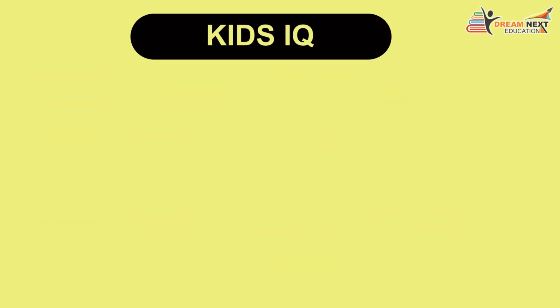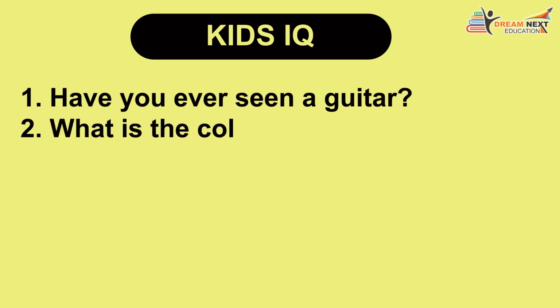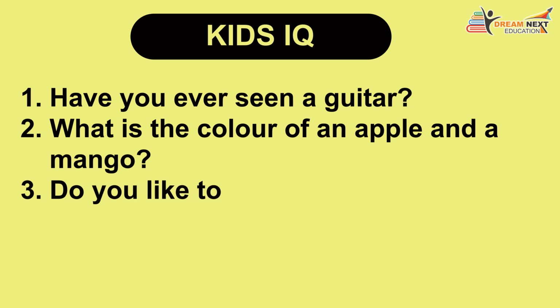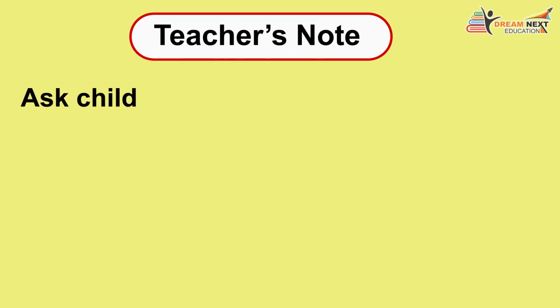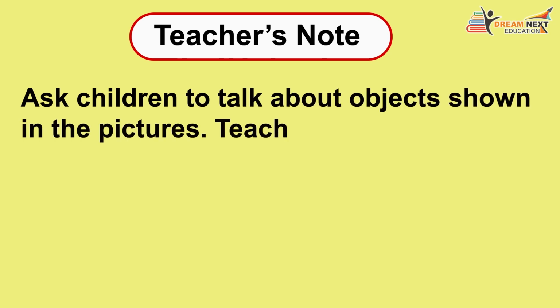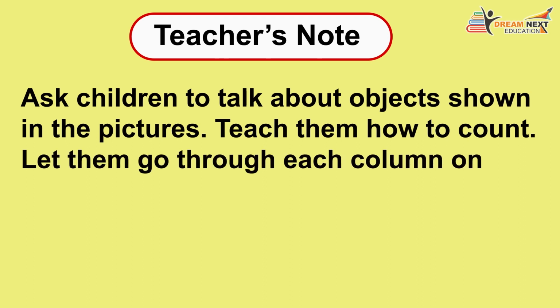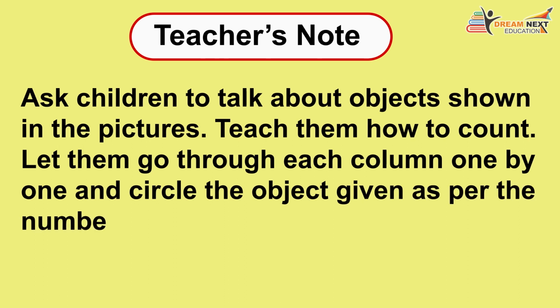Kids IQ. 1. Have you ever seen a guitar? 2. What is the color of an apple and a mango? 3. Do you like to eat jam and ice cream? Teachers note. Ask children to talk about objects shown in the pictures. Teach them how to count. Let them go through each column one by one and circle the object given as per the number.